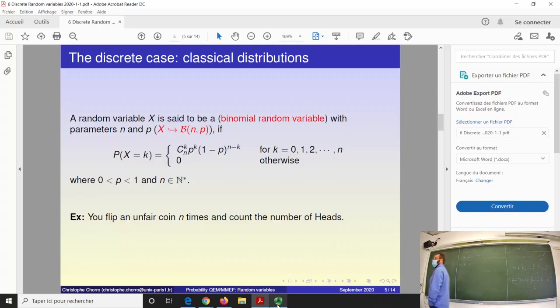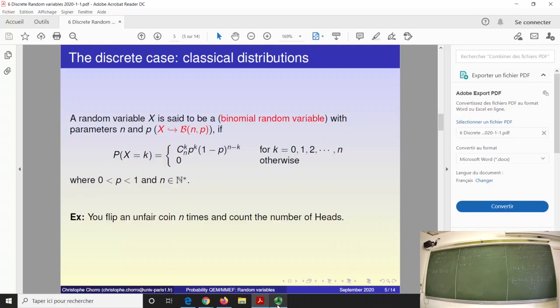Not P. P is the probability to obtain head. I want 0 heads when I flip the coin 3 times. What is the drawing I have to obtain? It's a drawing where all the elements are tails. So tails on the first, and tails on the second, and tails on the third. The probability to obtain tail is 1 minus P.